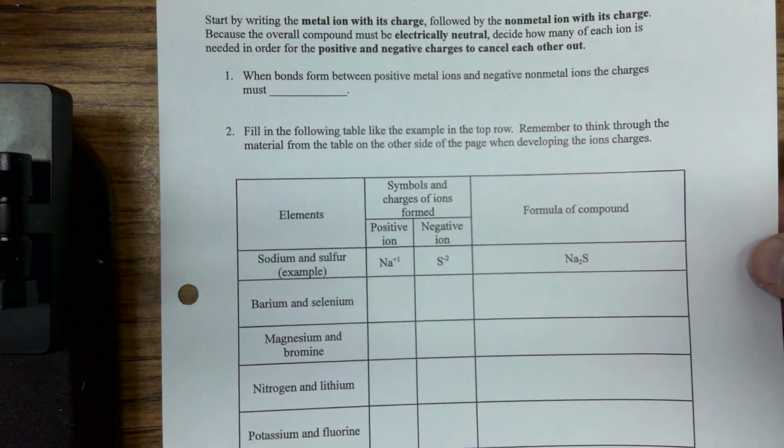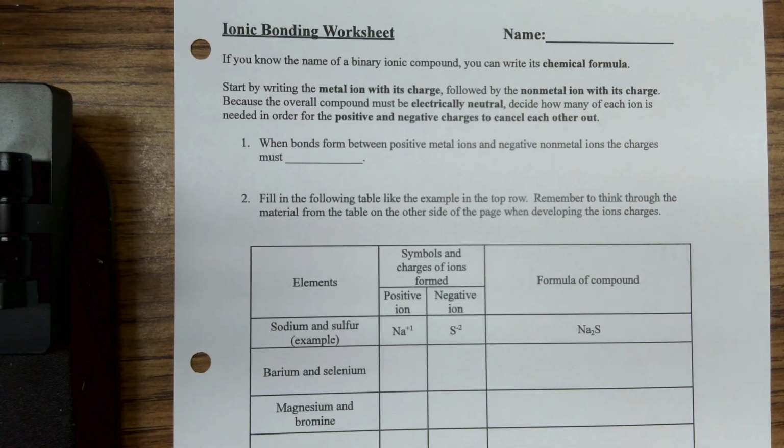Keeping us primed and going, we have the Ionic bonding worksheet. If you know the name of a binary compound, you can write its chemical formula. That's all we're doing today. We're working on writing our chemical formulas. The next paragraph details exactly what we did beforehand. We went through those four steps.